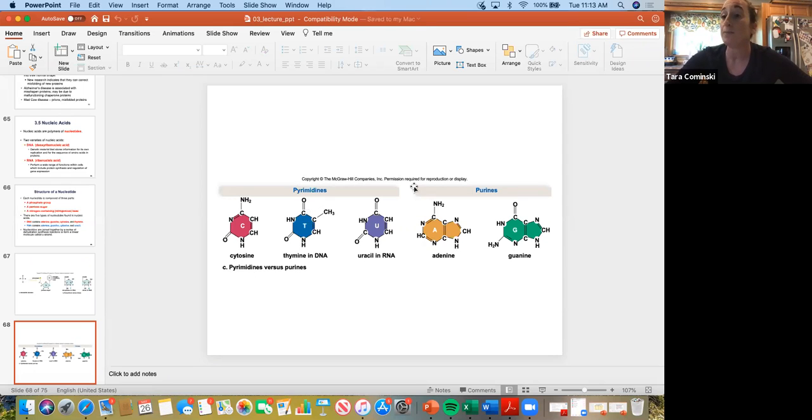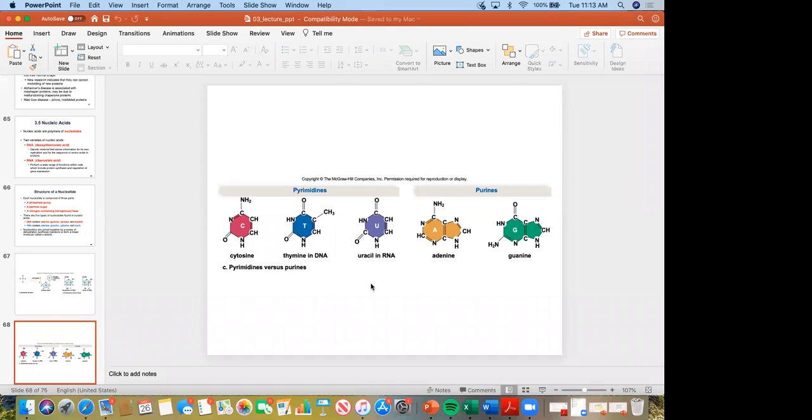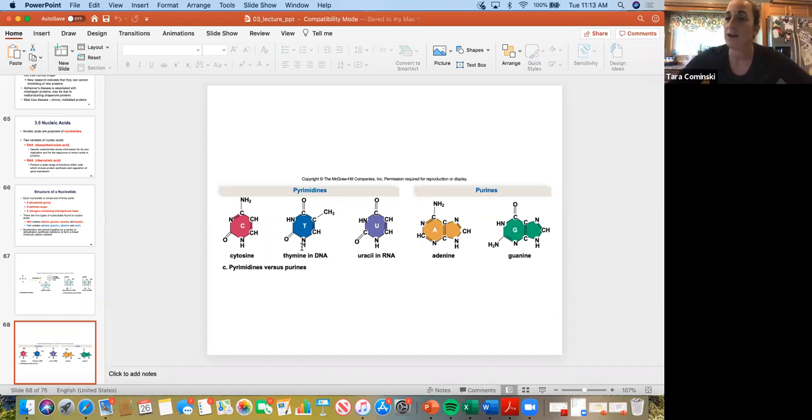A pyrimidine always pairs with a purine. And so if we think of cytosine, what does cytosine always pair with? Cytosine, C, always pairs with which one over here, A or G? G, right. And if we're talking about thymine, T pairs with A, adenine. Uracil pairs with A as well.